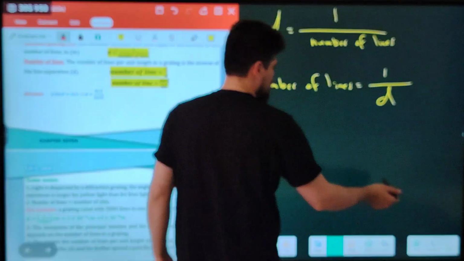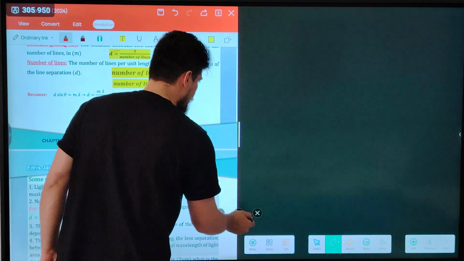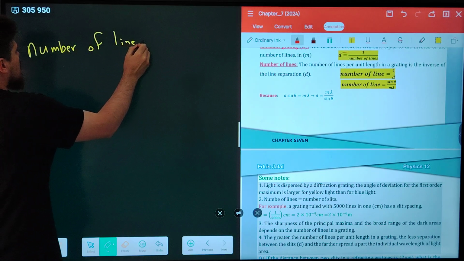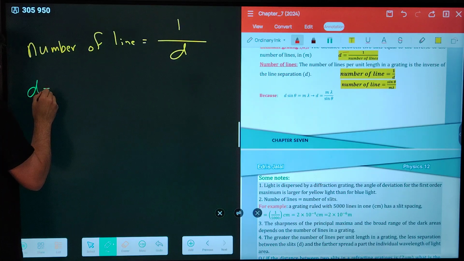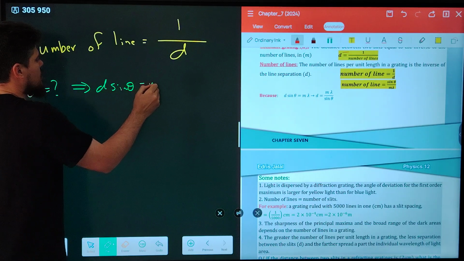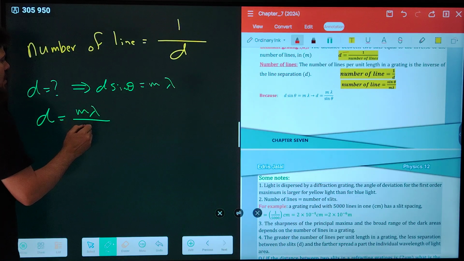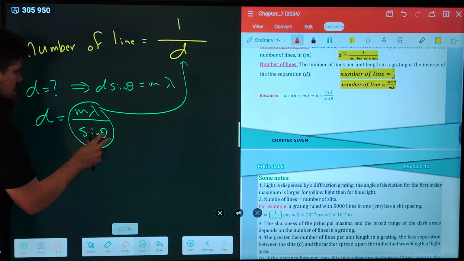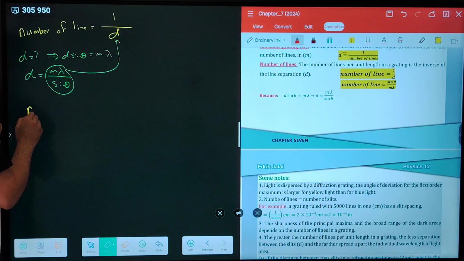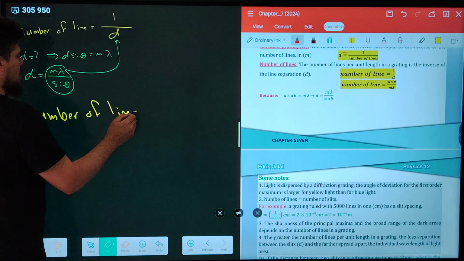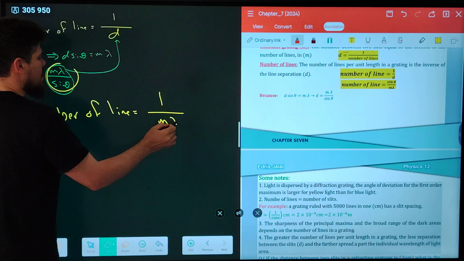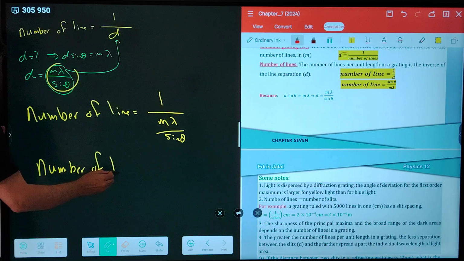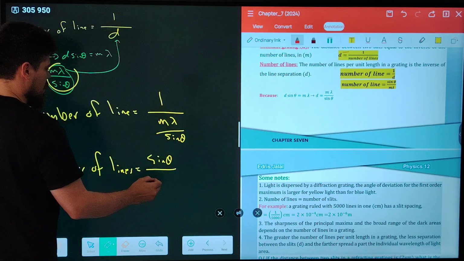And guys, we can also rearrange the equation. Number of lines is equal to 1 over d. Based on this equation, d sine theta is equal to m lambda, so d is equal to m lambda over sine theta. Replace into this equation. Number of lines is equal to one over, and instead of d, write m lambda over sine theta. According to basic math, reciprocal of these two fractions, number of lines is equal to sine theta over m lambda.